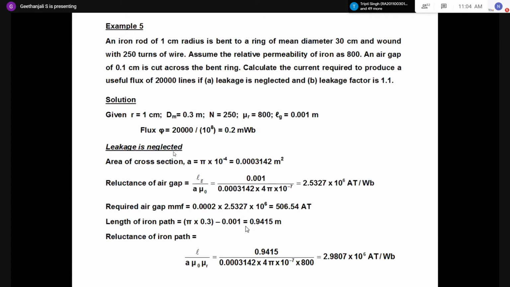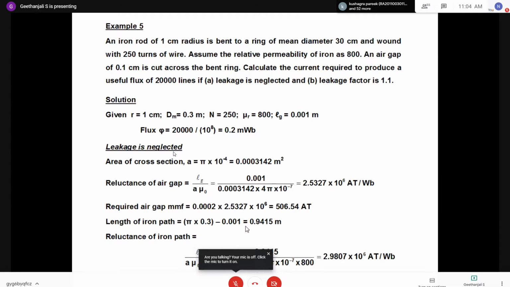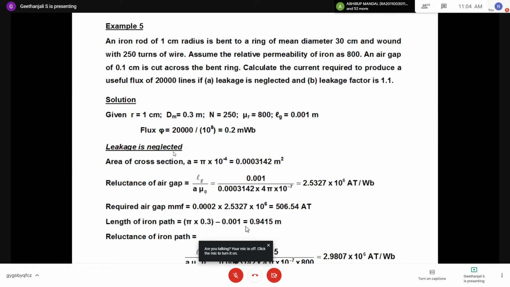Then the flux is 20,000. They have given the magnetic flux in lines only. You know that 1 Weber is equal to 10 power 8 magnetic flux lines. So 20,000 lines is equal to 0.2 milliweber. Already while I was explaining about flux, 1 Weber is equal to 10 power 8 magnetic flux lines, so 20,000 flux lines equal 0.2 milliweber.